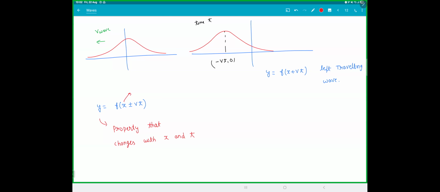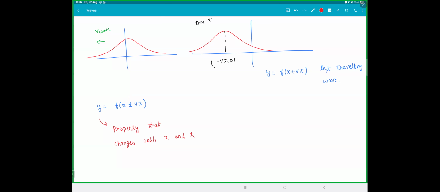Are you getting this? So if I want the exact position of a thumb, I need to tell you two things. One, whose thumb am I talking about? Second, at what time are you asking, isn't it? Without giving these two pieces of information, what I'm asking is invalid. I'm just asking something arbitrary.